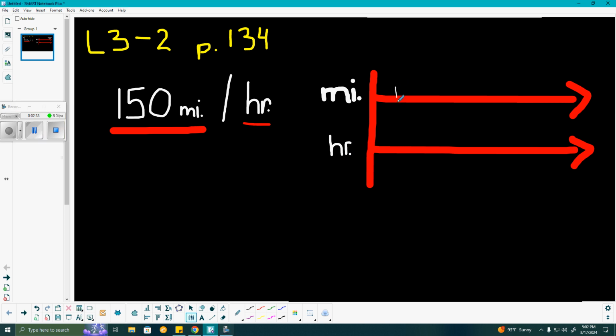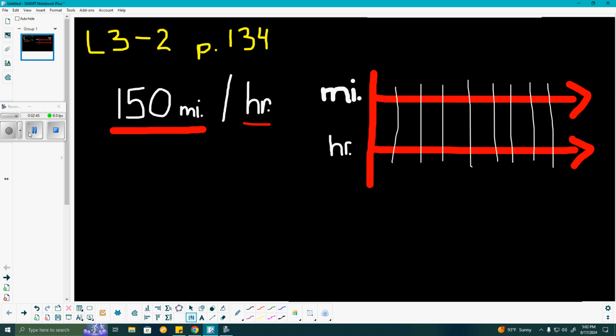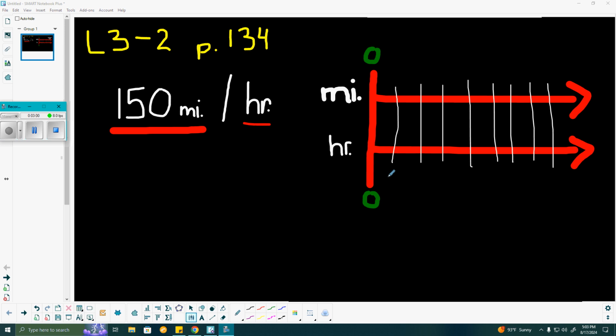I'm going to go ahead and make just some lines. I don't really know how many I need. I'm just going to make some. All right. Remember that your double number line always starts with 0 and 0 because you go 0 miles in 0 hours. And we'll go ahead and demonstrate our unit rate. Remember that unit means 1.